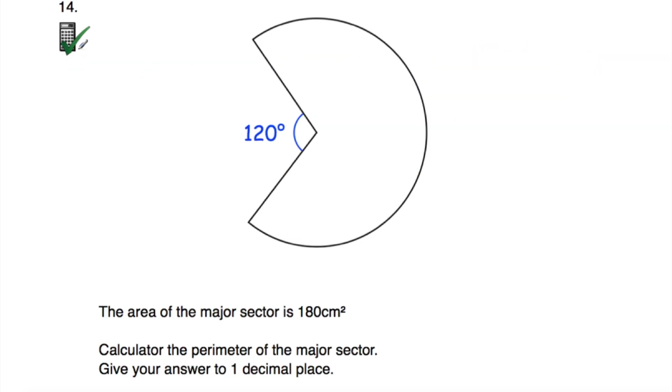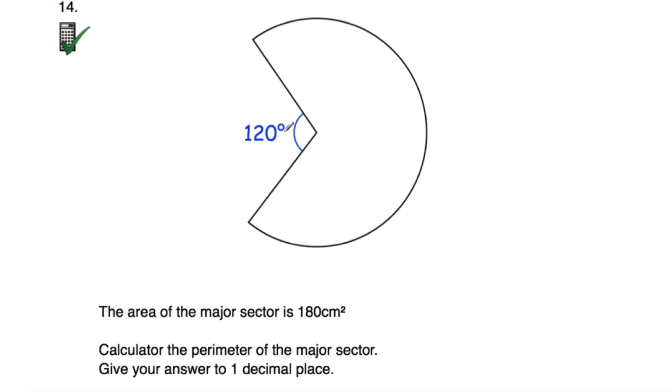Okay, so let's have a look at our next question, question number 14. So question number 14, we've got this sector, and we're told the area of the major sector, so that's this region in here, is 180 centimeters squared. I've been asked to calculate the perimeter of this major sector, so we want to find the perimeter of this major sector. So that means we need to find this length, which is the radius of the whole circle, this length, which is also the radius, and then this length here, which is the arc length of that major sector, and then add them together to get the perimeter.